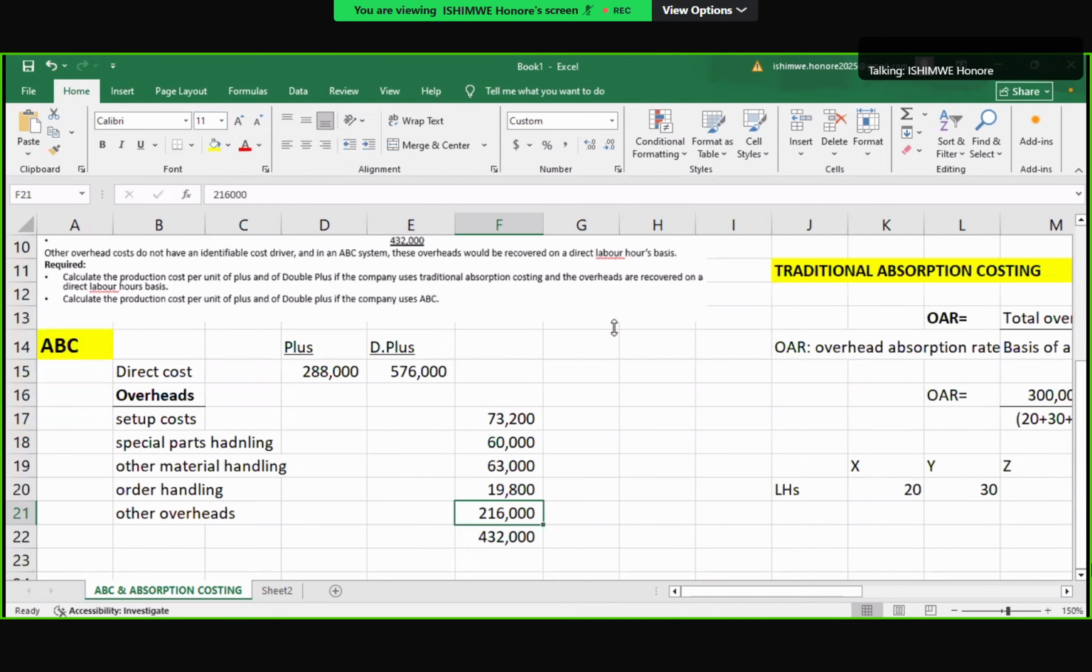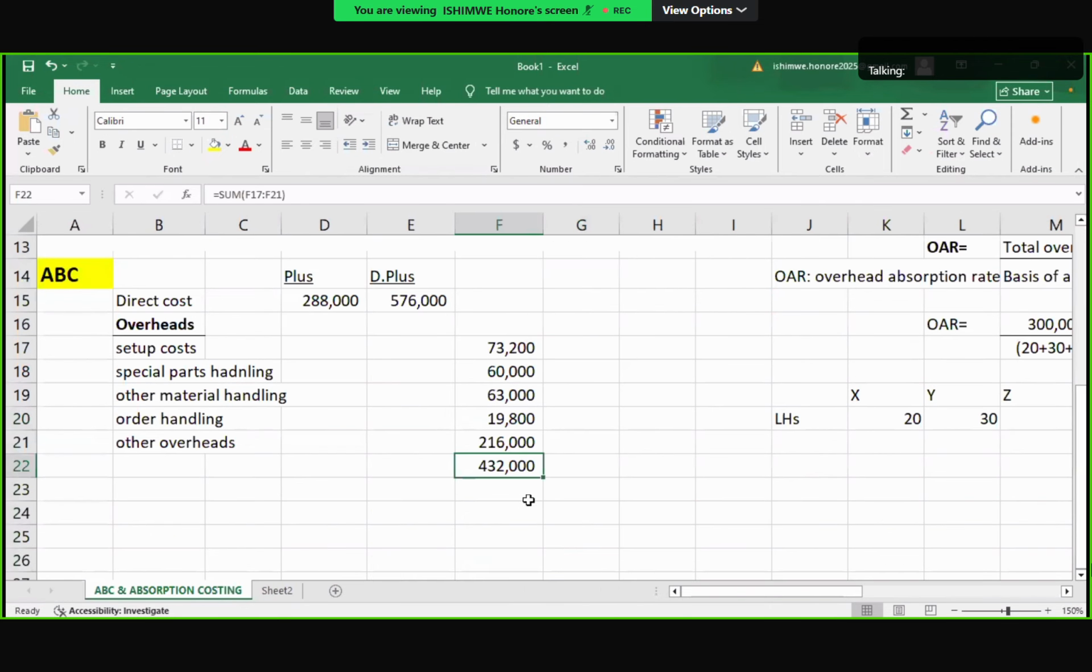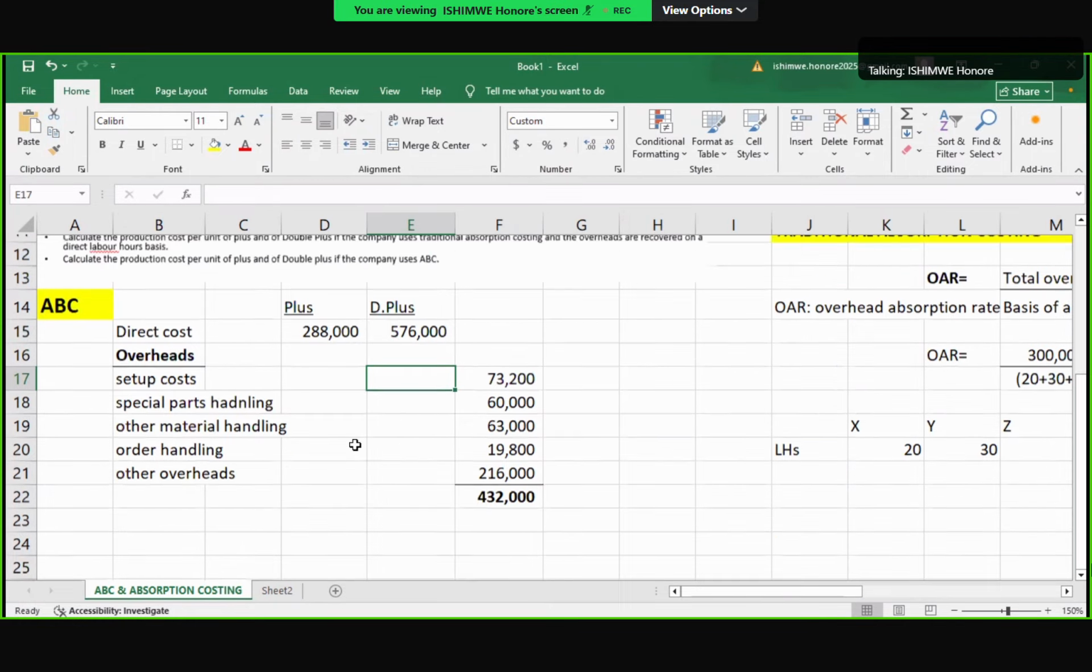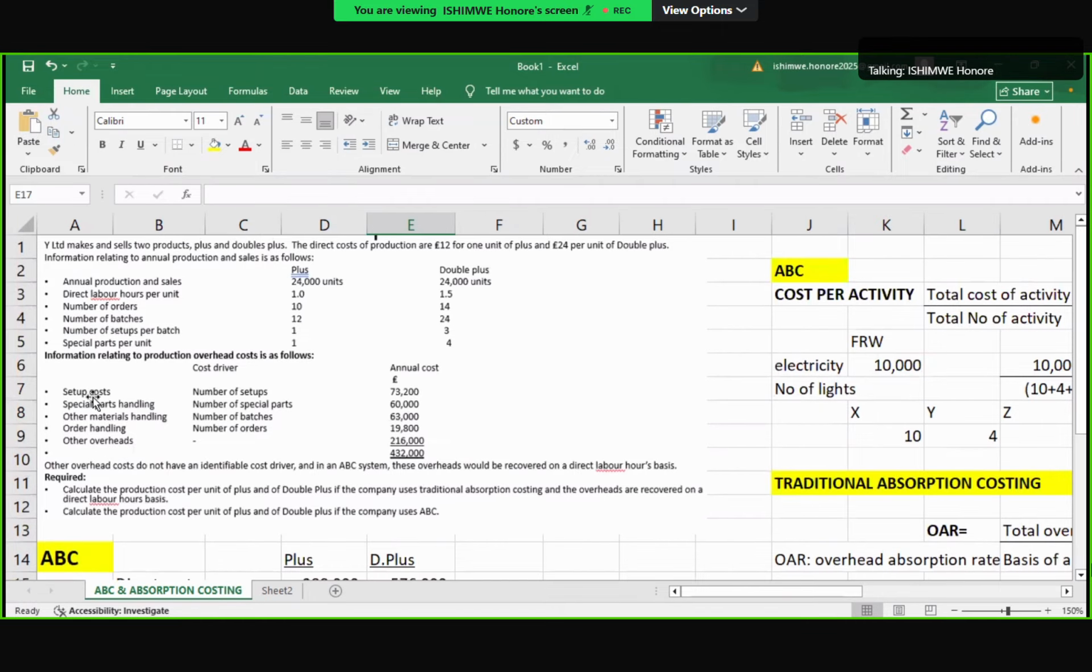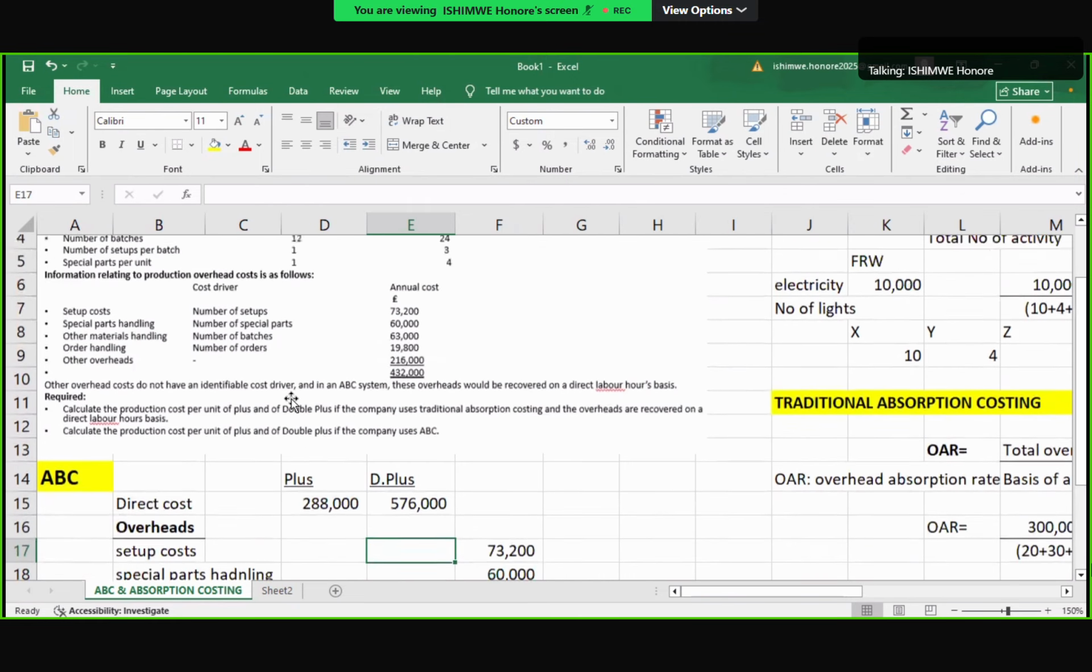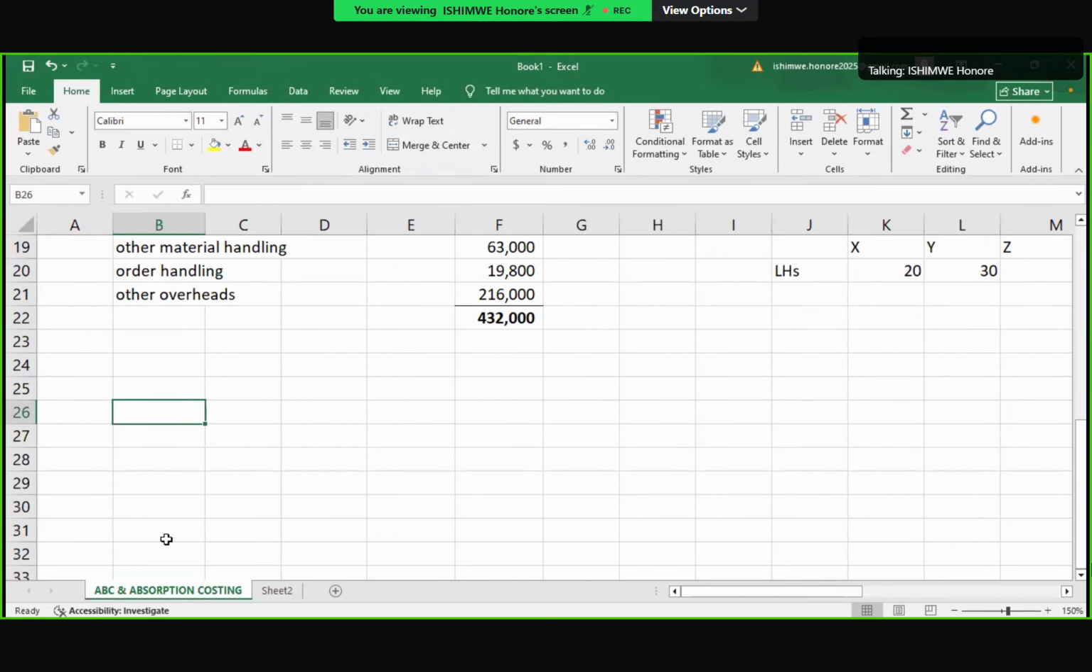So the total of all overheads is this. This is the total of all overheads we have. You know why I write it here? I need to differentiate what should go to A plus and double plus, but I have to use ABC. I'm going to apportion. What should go to plus? What should go to double plus? But the principle to use is activity-based costing. Now, they say setup cost has to go with the number of setups when you are apportioning. Remember I said in ABC, we need to know the steps: cost per activity, and then you do allocation. That is ABC. We say cost per activity.